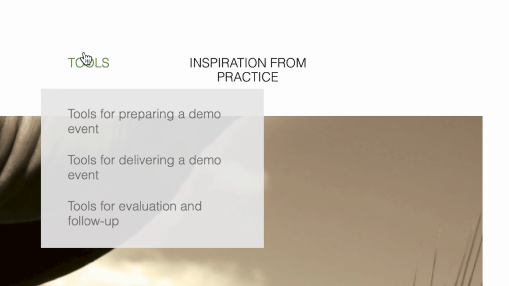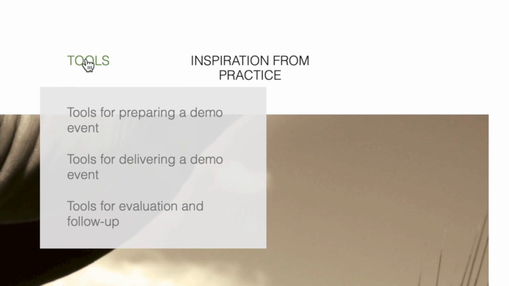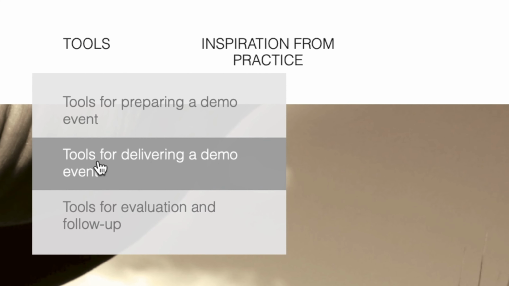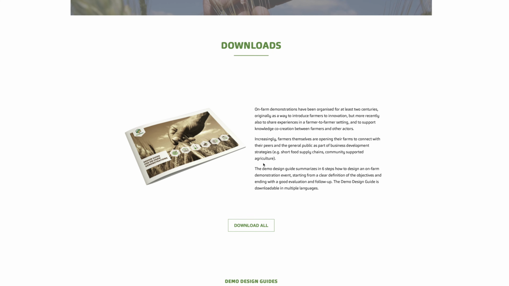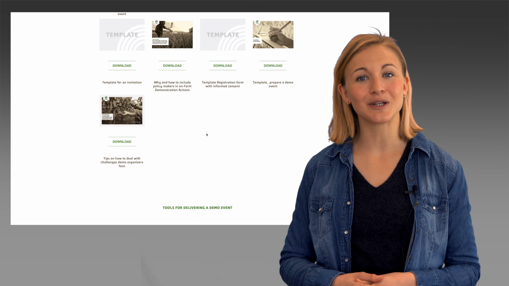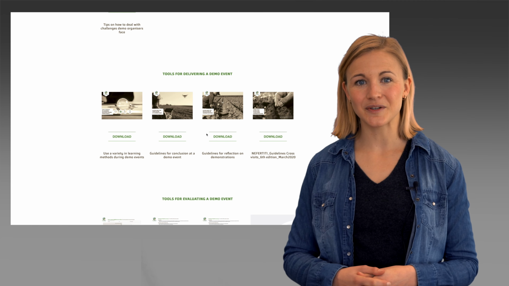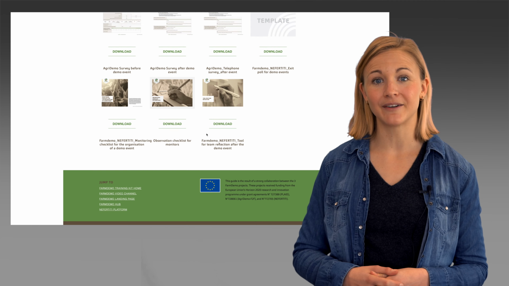We developed the tools to support advisors and farmers in the three phases of the organization of a demonstration event: the preparation phase, the delivery of the demonstration event, and the evaluation and follow-up. And the tools were tested and improved based on the feedback from practitioners and then added to the farm demo training kit. There are over 25 tools, checklists, etc. available online. Let's have a closer look and start with the tools for preparing a demo event.